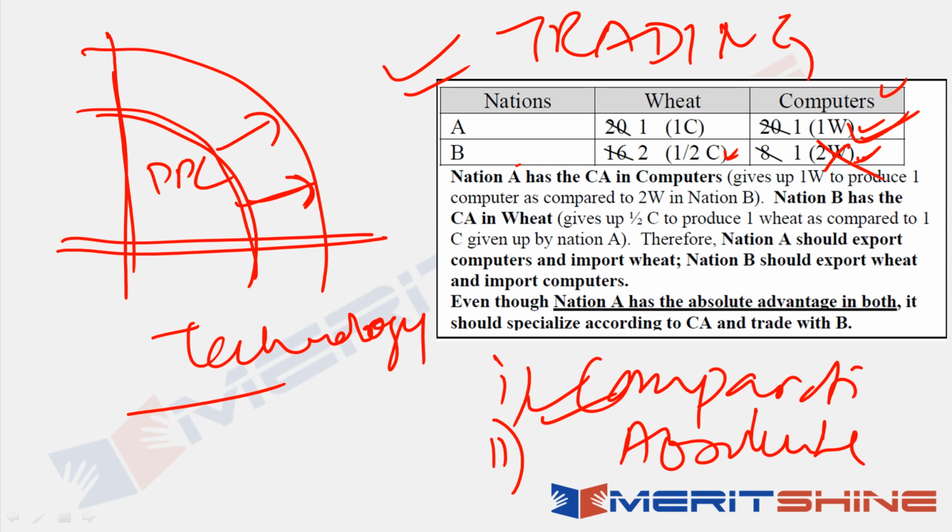Okay, do not jump directly into the real world economy. There is trade, tariffs, there is a lot of things going on. First understand the basics, guys. First understand the basics. Okay.